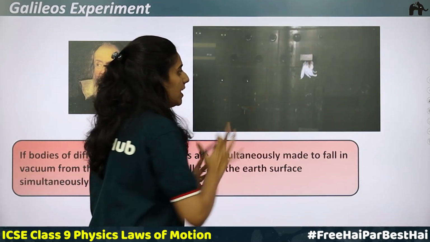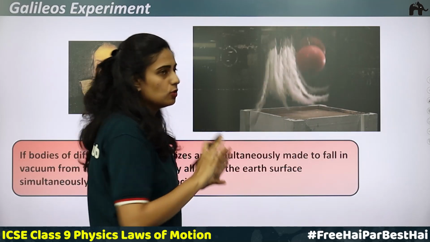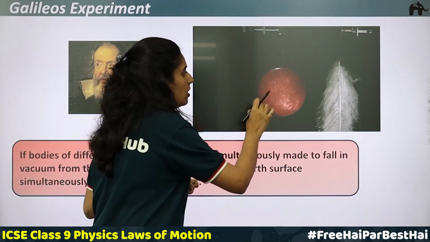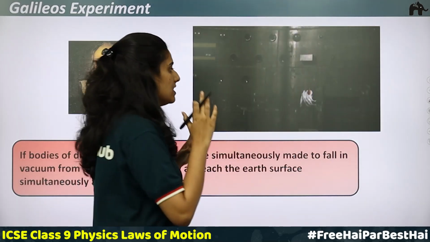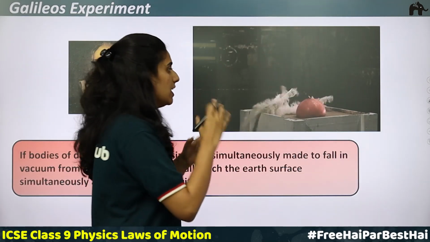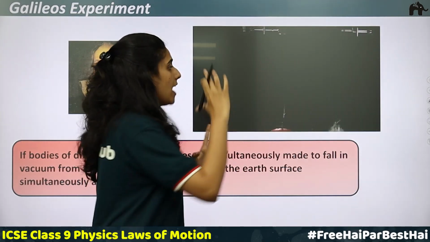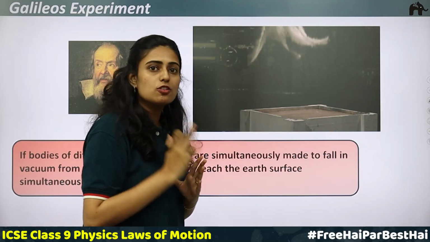Okay, this is happening in vacuum. So in vacuum there is no medium. In that case the bowl and feather will be falling at the same rate. That is, the speed will be the same. Okay, and the time taken for the travel will also be the same.